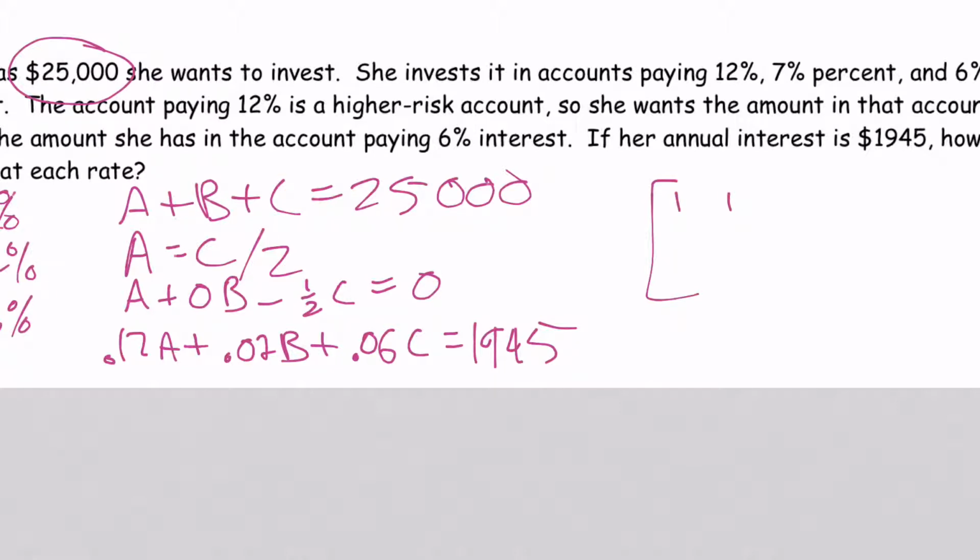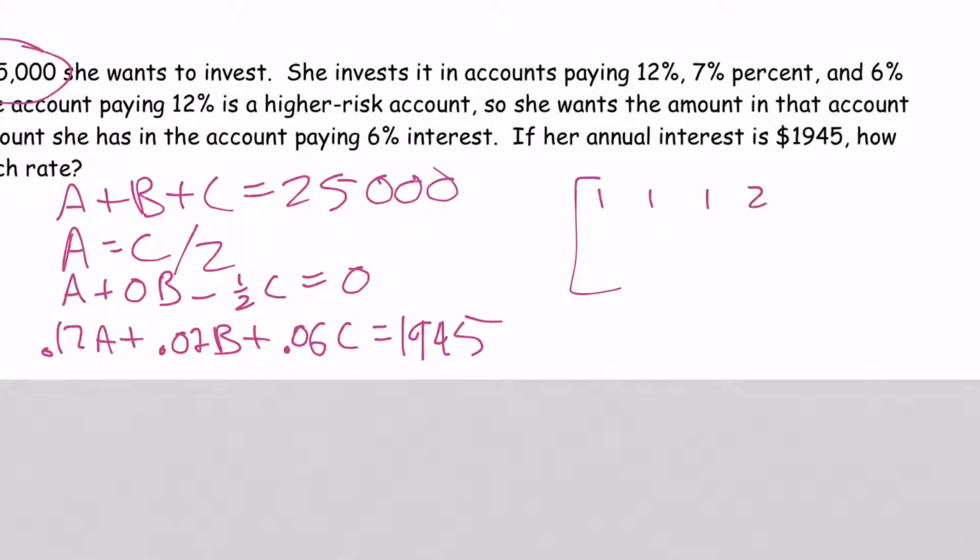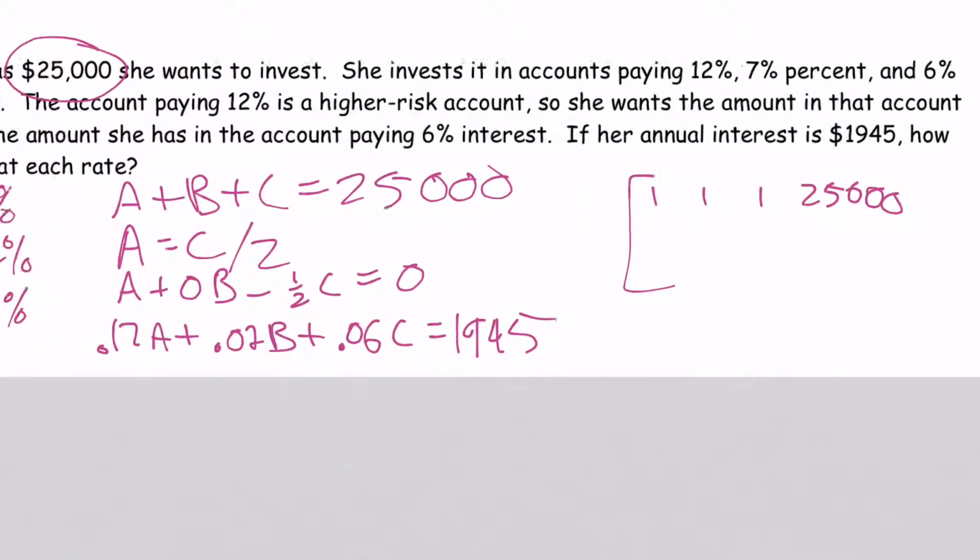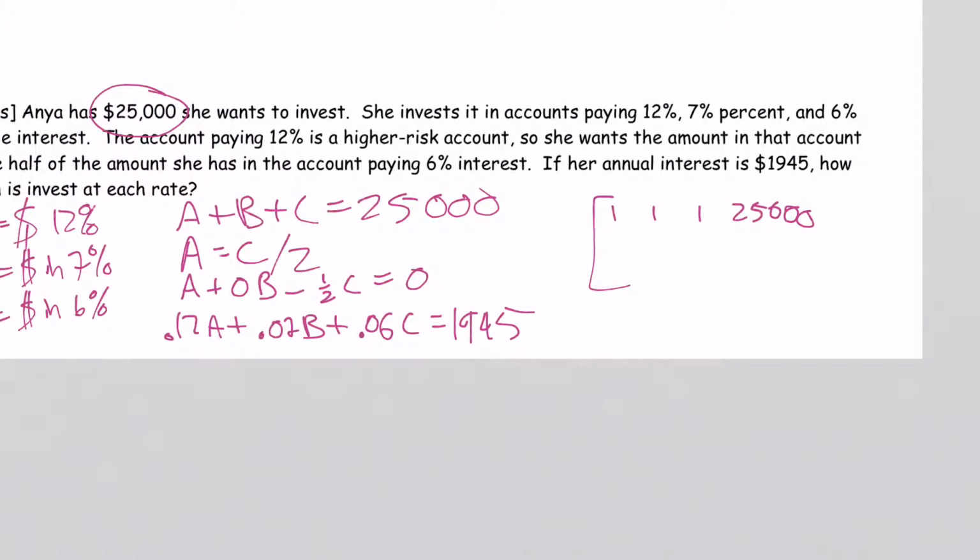So my matrix, again, is just a matter of writing down all these coefficients now. So 1, 1, 1, 25,000. Then I need to use that modified one, which is 1A, 0B, and negative 1/2 C, gives me 0. And then finally, 0.12A, 0.07B, and 0.06C should yield 1,945.